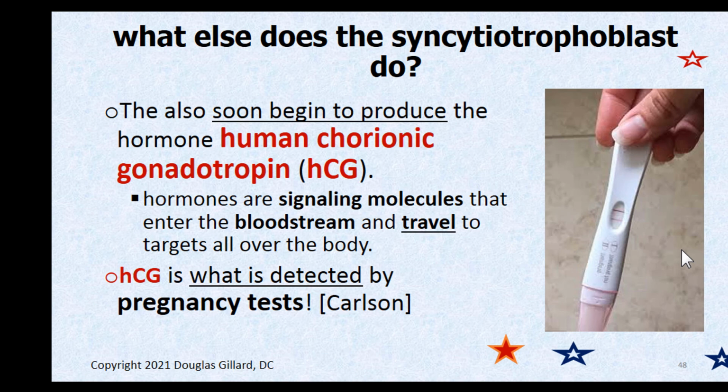What else do these syncytiotrophoblast cells do? They produce a very important pregnancy hormone called HCG, human chorionic gonadotropin. This is where HCG comes from. In fact, that's a fairly reliable way to see if you're pregnant or not. That's what these pregnancy tests use to see if the syncytiotrophoblasts are formed. Normally, you won't have syncytiotrophoblasts. They only form if implantation has occurred.